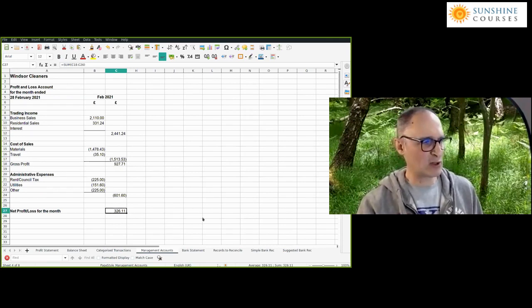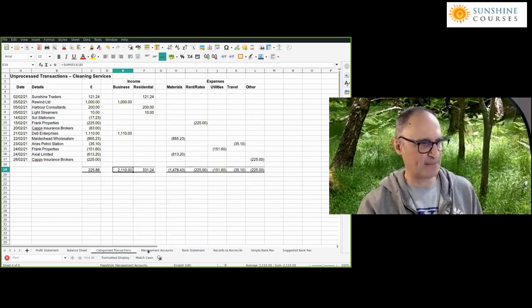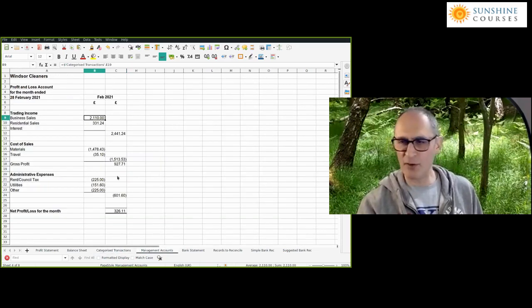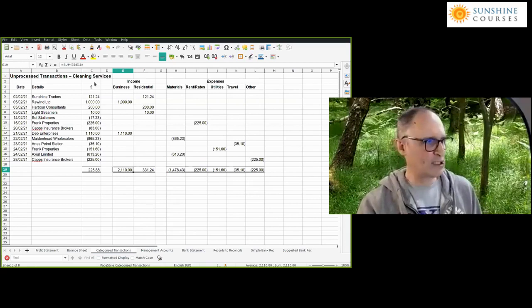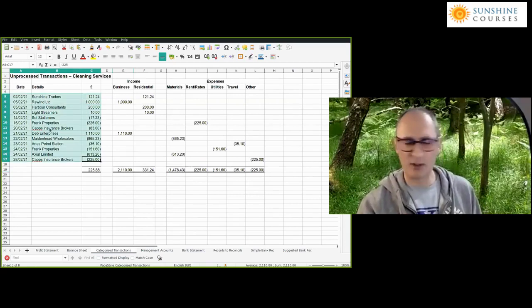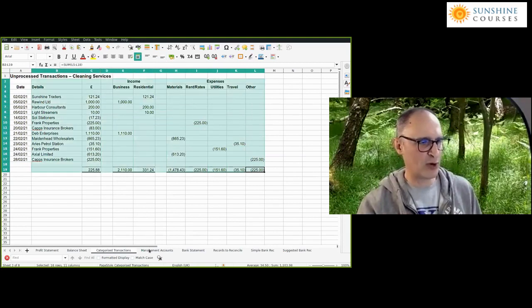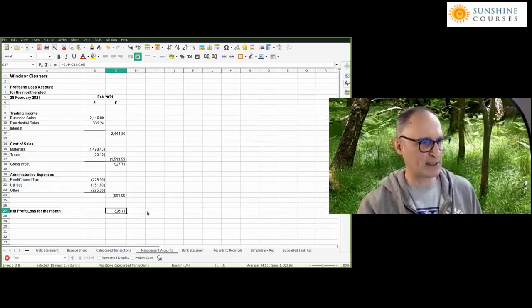So from the management accounts point of view, we've now created a very simple format which took the figures from our categorized spreadsheet, and we've flowed them through to these accounts. Just to summarize where we've got in terms of the bookkeeping, we started off with these unprocessed transactions. We categorized them into appropriate categories. We've put them into a format, and we've now created our first set of accounts.